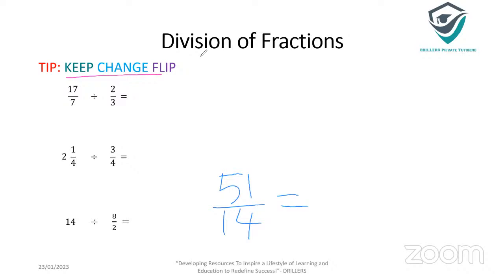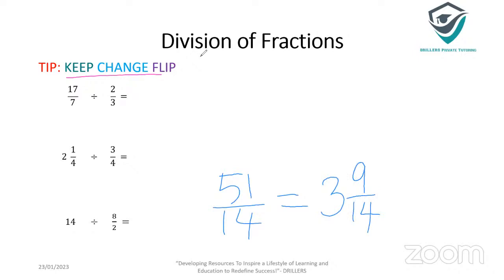So 14 can go into 51 3 times. So we know that 14 by 3 will give us 42. So 51 take away 42 is 9. So we have a remainder of 9, and put that 9 over 14.